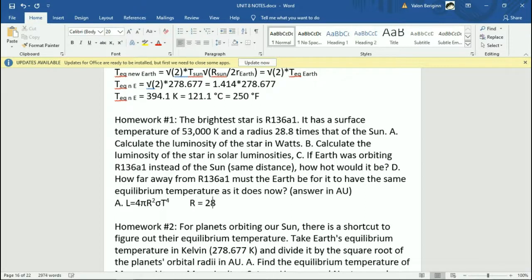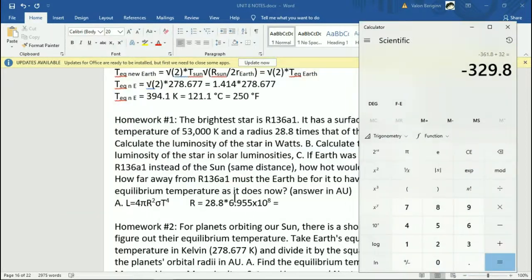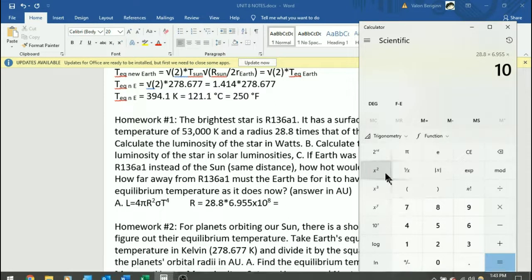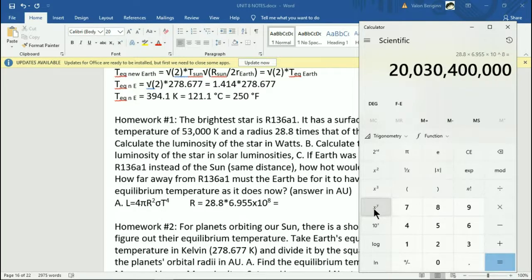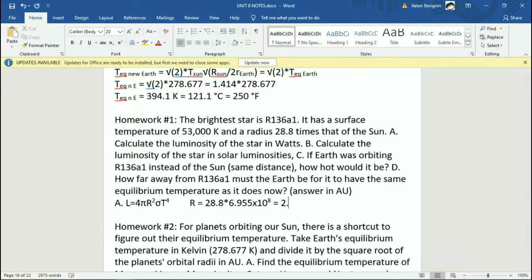So, to get that into meters, we're going to have that much times the radius of the sun, which is the number that I usually use. Again, I've seen slightly different numbers around, but whatever, this works well enough. So the radius number that we're actually going to use is 28.8 times 6.955 times 10 to the 8. That's 10 to the 10. It's very tempting to just round that to 20 billion, but I'm going to do 2.003. So that's the radius of our bigger star now in meters.